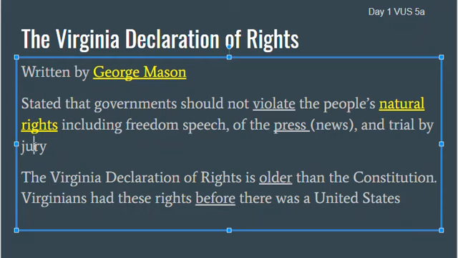And a trial by jury is just if you're ever arrested, it shouldn't be a judge who determines if you're guilty. It should be a jury of people, just average citizens. I've had jury duty before, and if you ever become a citizen, you have to decide if people are guilty or not guilty. And the Virginia Declaration of Rights is older than the Constitution, and Virginians had these rights before there was a United States.